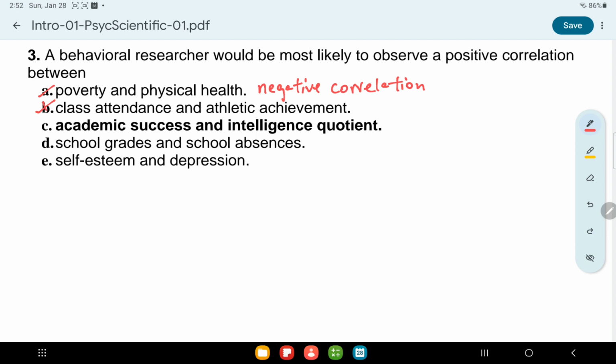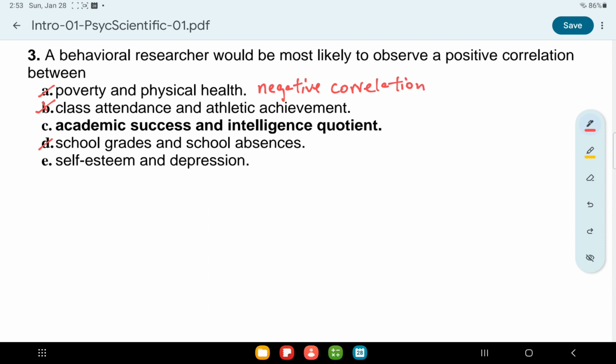Okay. Well, what about option D? School grades and school absences. Well, there are students who accumulate high amounts of school absences and achieve high school grades, but again, we would have to conclude that the likelihood is not as high as a negative correlation between the two. So if we were to compare option D with options A and B, still, option B has a slight advantage over both A and D.